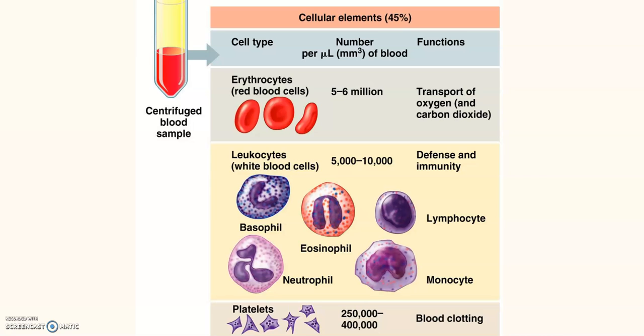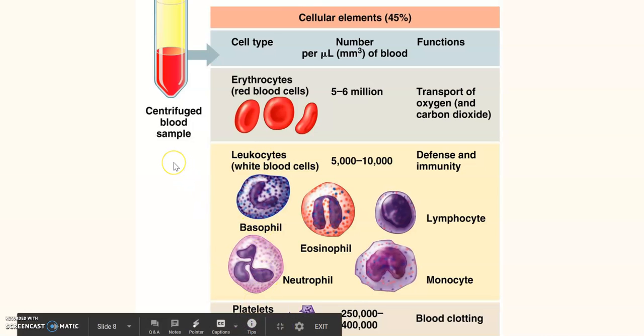So they'll take a sample of blood, they'll put it in a centrifuge, and they'll spin it down really fast, which separates the blood components by density. And then they can look at your column of blood and determine if you have low red blood cell, white blood cell, and platelet counts.